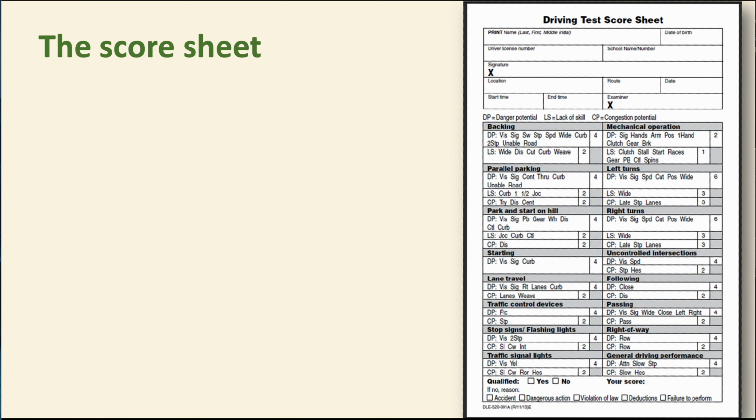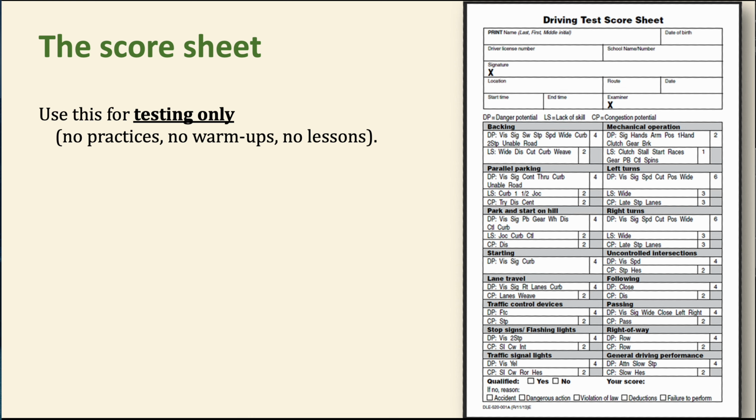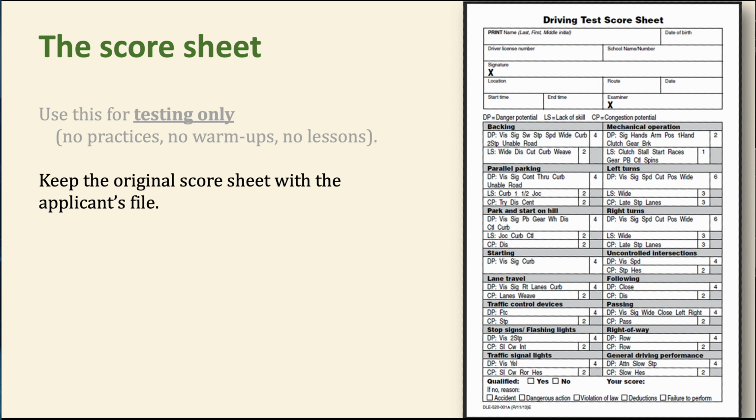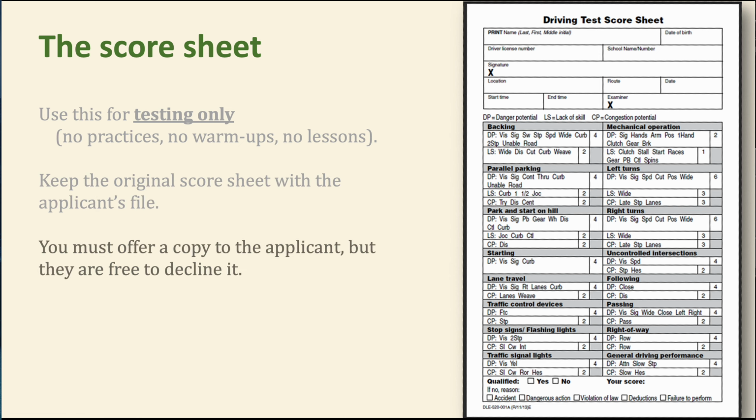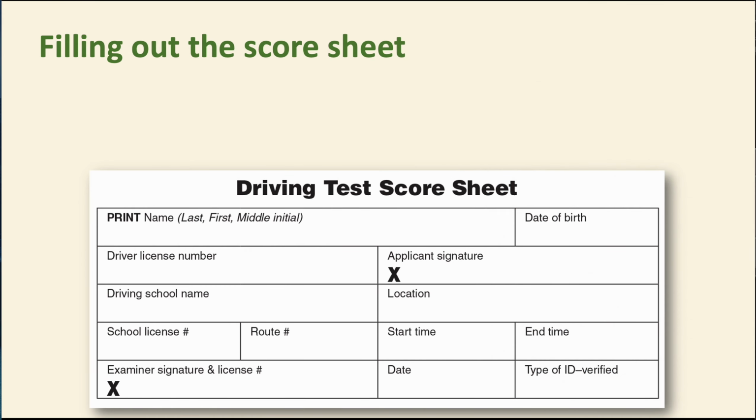We're going to go over the score sheet here, some of the basics on it. Remember, you can only use this for testing, actual testing, not for practices, not for warm-ups, not for lessons. Keep the original score sheet with the file. So hopefully your school is using the 2-part form with the one copy on top and then one that makes a carbon copy below it. Give the copy one to the applicant. You keep the original. You are required to offer a copy to the applicant, but they are free to decline it. Remember, it's got their license number on it, so be kind and shred it, yeah?